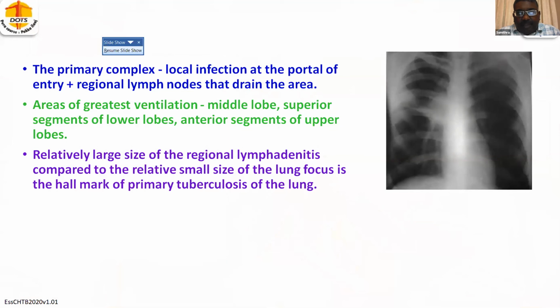A word about the pathophysiology, only 2 or 3 slides are there. The primary complex indicates the local infection at the portal of entry with the regional lymph nodes that drain the area. It usually occurs in the areas of greatest ventilation, like the middle lobe, the superior segments of the lower lobes, and the anterior segments of the upper lobes. The relatively large size, we have already discussed.